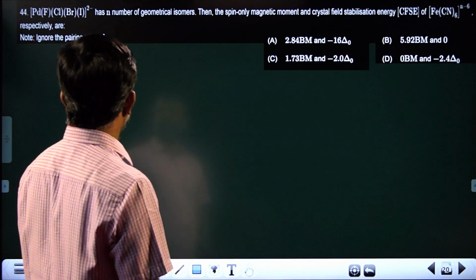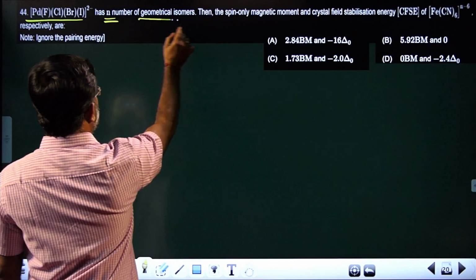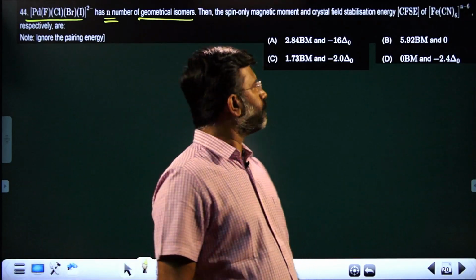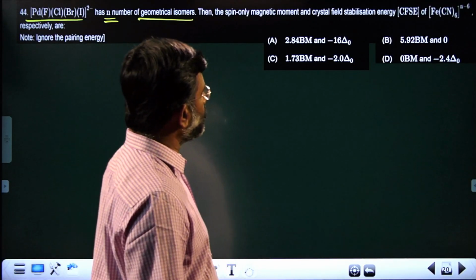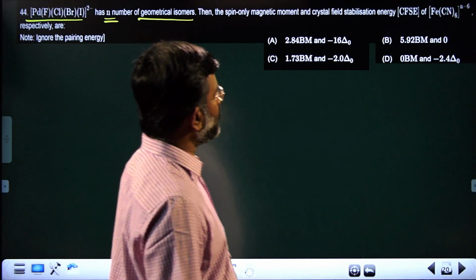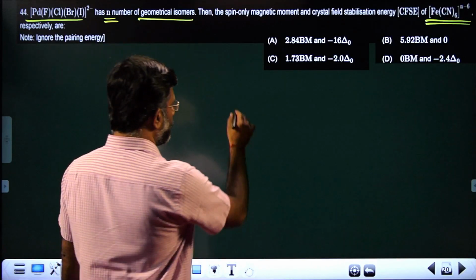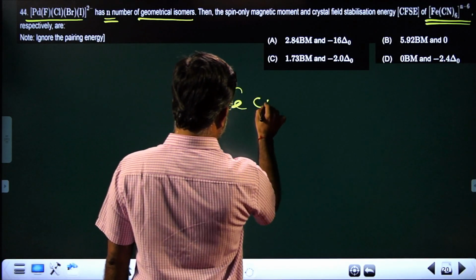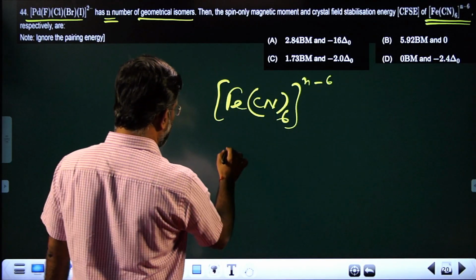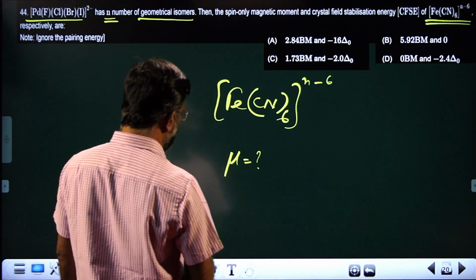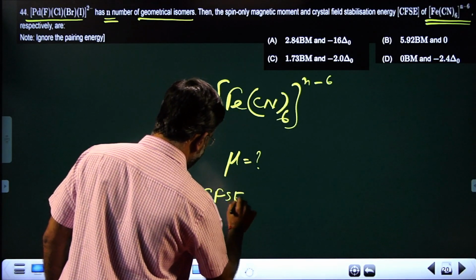A complex is given, [Pd(F)(Cl)(Br)(I)]2-. It has n number of geometrical isomers. Then we have to find the spin-only magnetic moment and the crystal field stabilization energy for [Fe(CN)6]n-6. We need to find out what the spin-only magnetic moment is and what the crystal field splitting energy is.